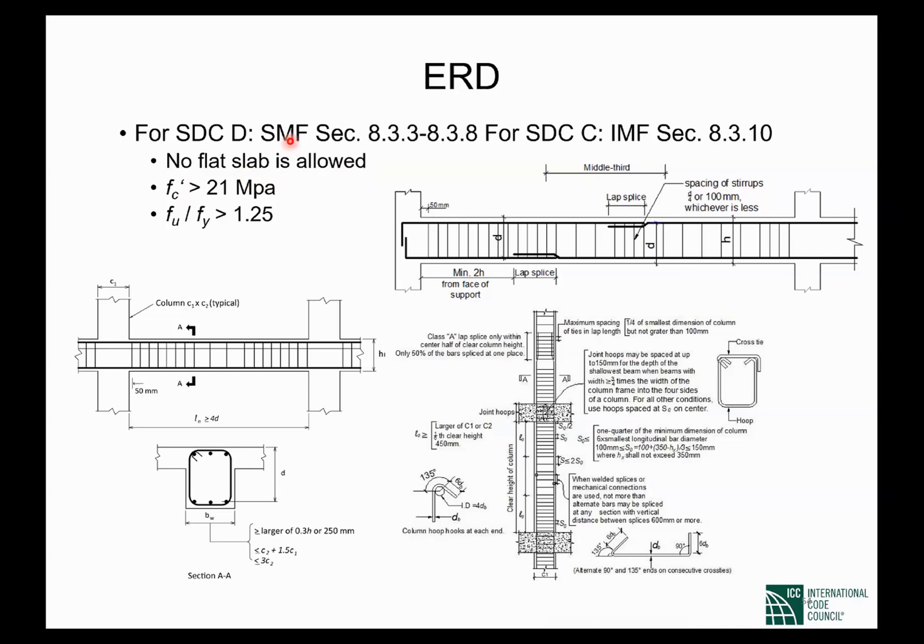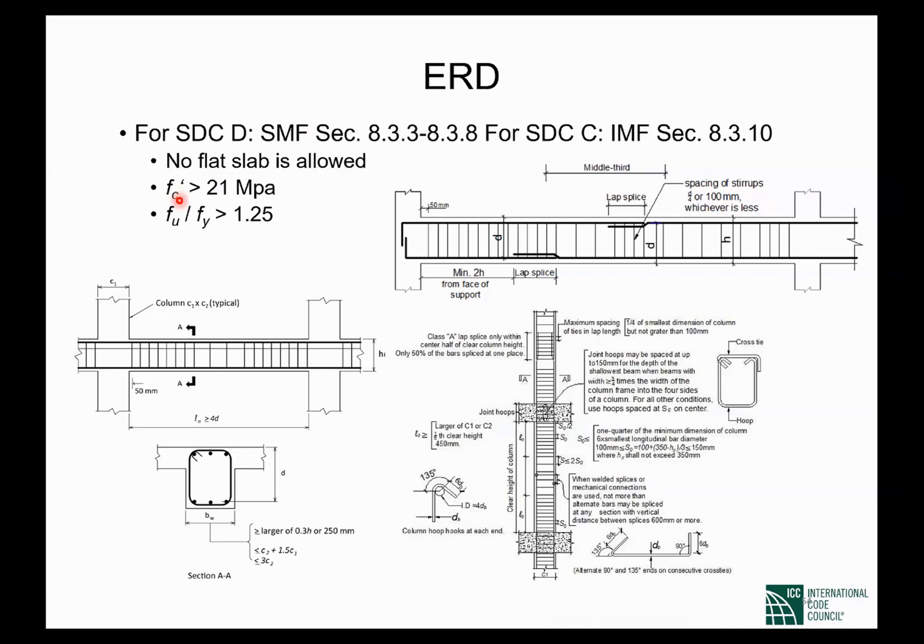For moment frame structures, moment resistant frame type of buildings. For other types of buildings like dual system, things are different. But in general, no flat slab is allowed.